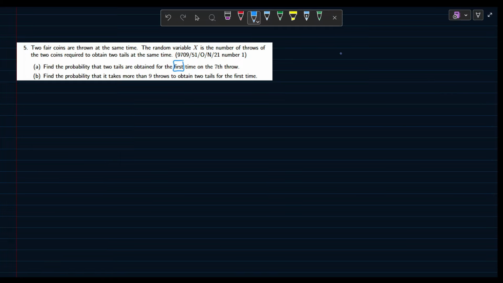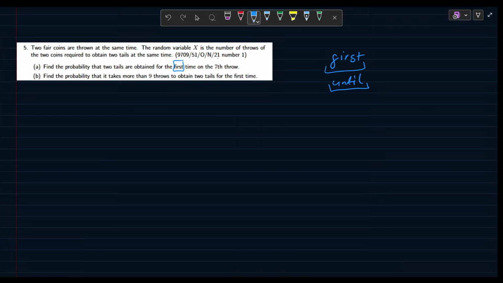The word first is a keyword that tells you that you are under a geometric distribution, because under a geometric distribution all we're looking for is our first success. We're going to keep trying something until we succeed at it once. So you look for the keywords first and until, so until something happens or until we get our first success. Once you see those keywords, chances are you're dealing with a geometric distribution.